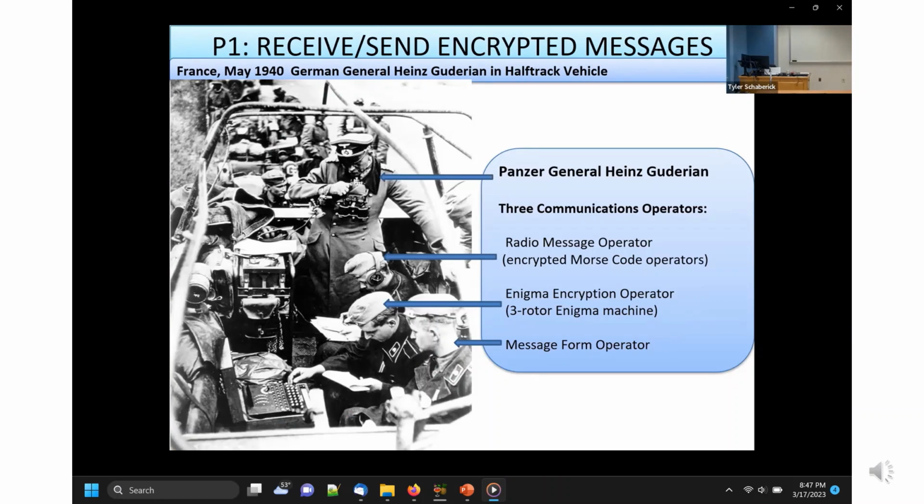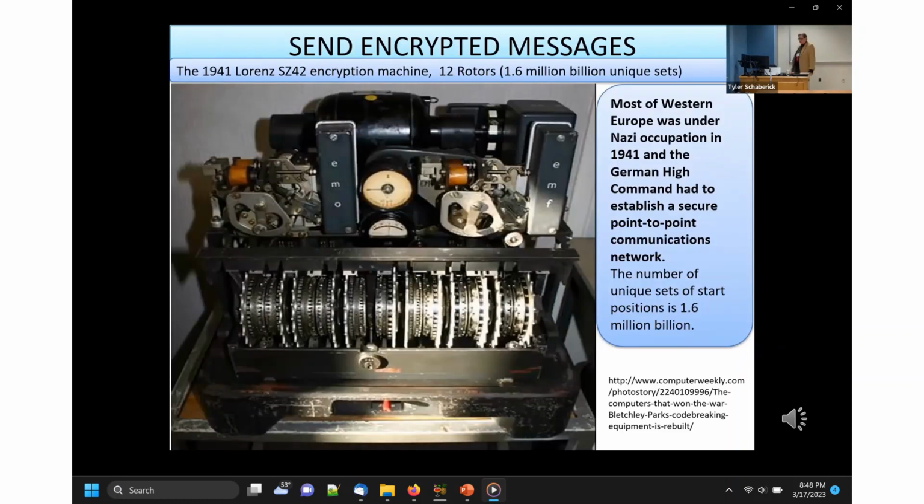Here is a typical German communication scenario. A three-person team formats the German general's message, encrypts it, and transmits it. Here is a more detailed view of the German Enigma machine, the machine the Germans used for their encryption and decryption.